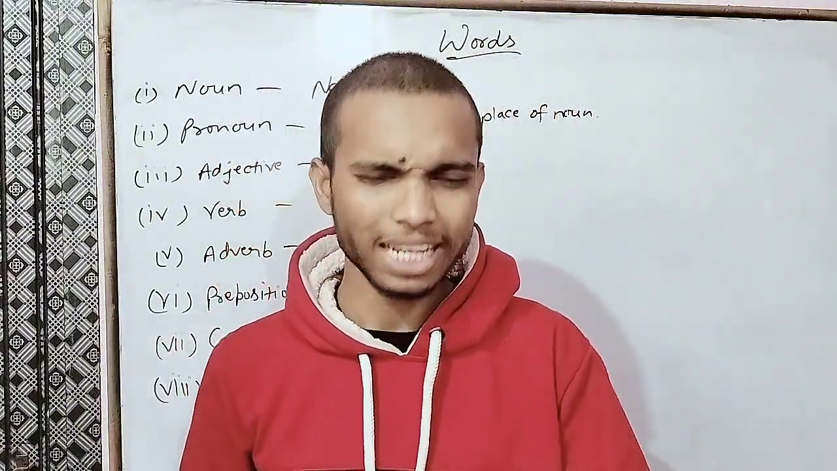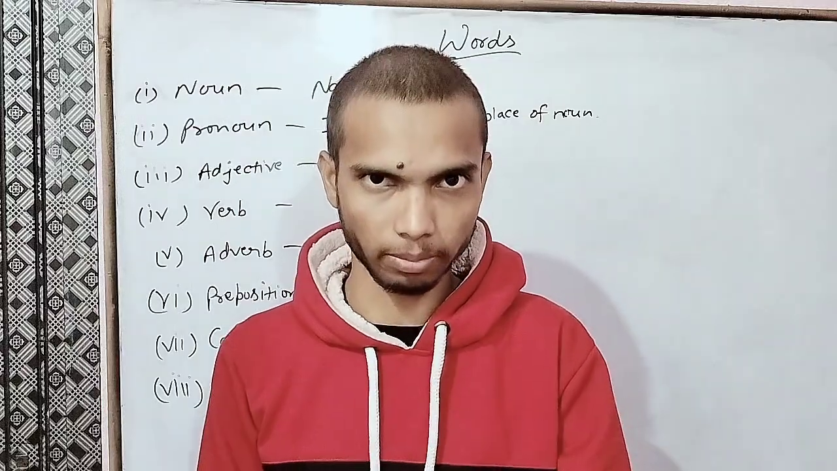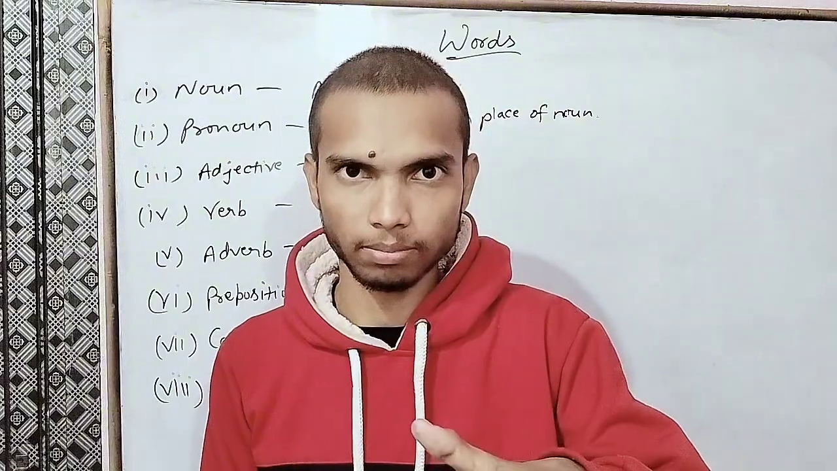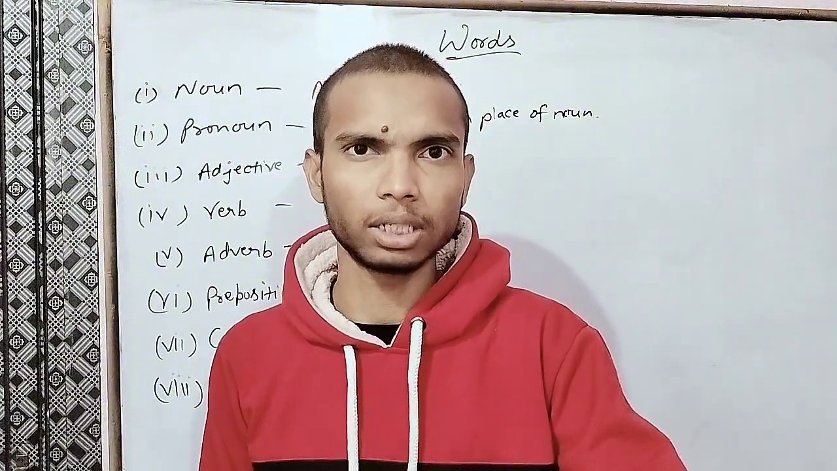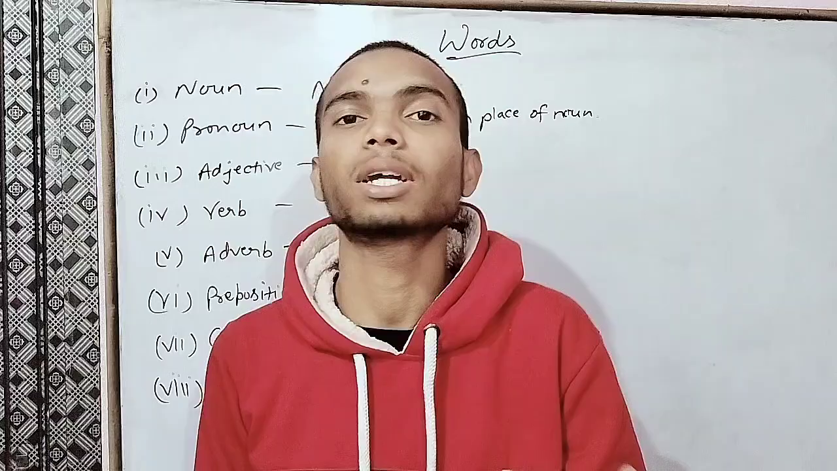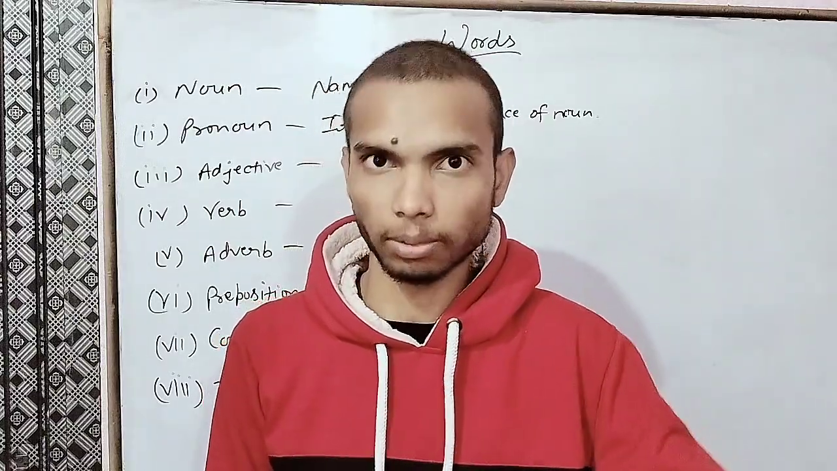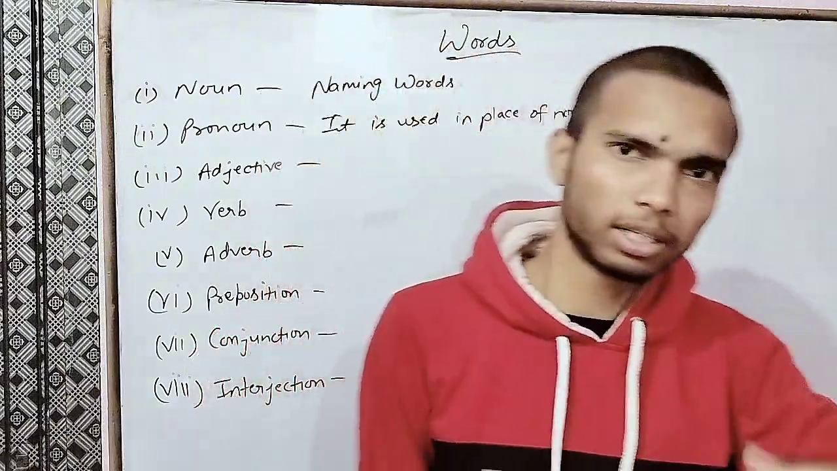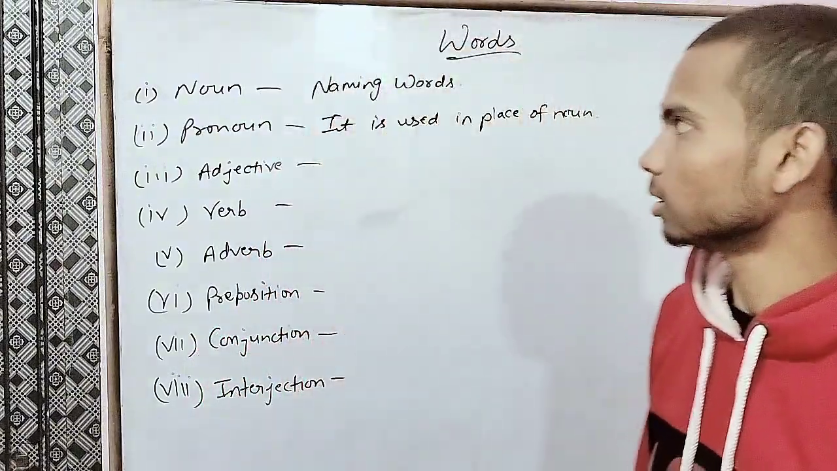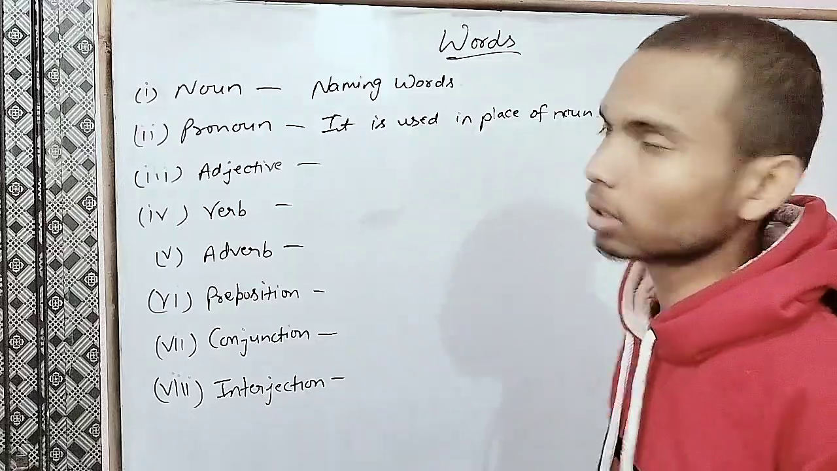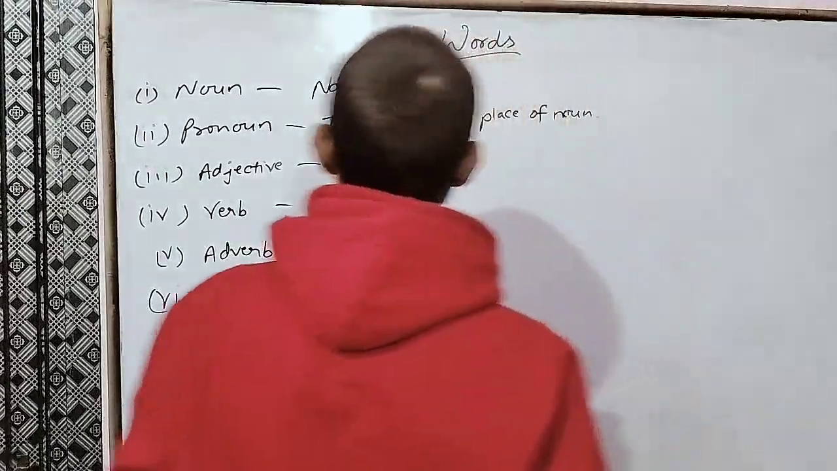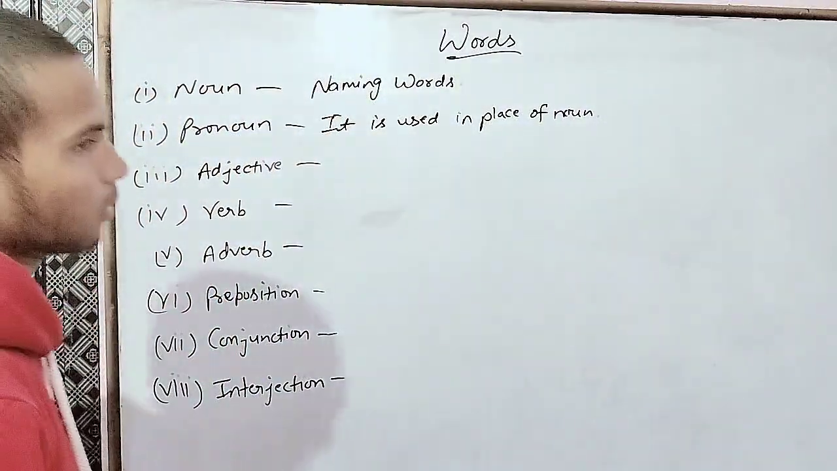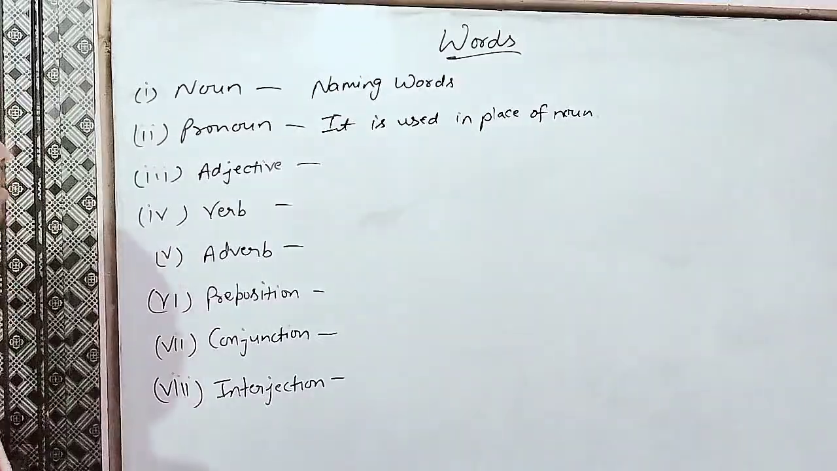Similarly, there are some things which we can't see, like love, hate. These are things that we can't see, but we know the names of them. That's why we say that love, hate, all these are what? Nouns. If we know the name of anything, then we will consider it a noun. Okay?